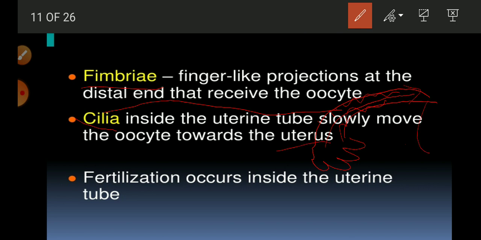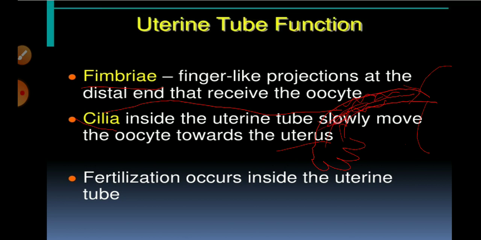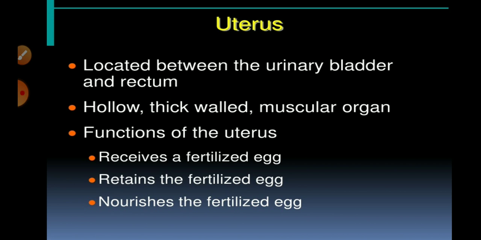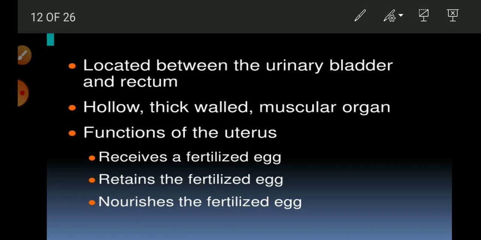Here the uterus is present. Fertilization occurs inside the uterine tube. This is very important: anywhere in the uterine tube, fertilization can occur. Then we'll talk about the uterus. The uterus is located between the urinary bladder and the rectum. It is hollow, and only one uterus is present, like this.